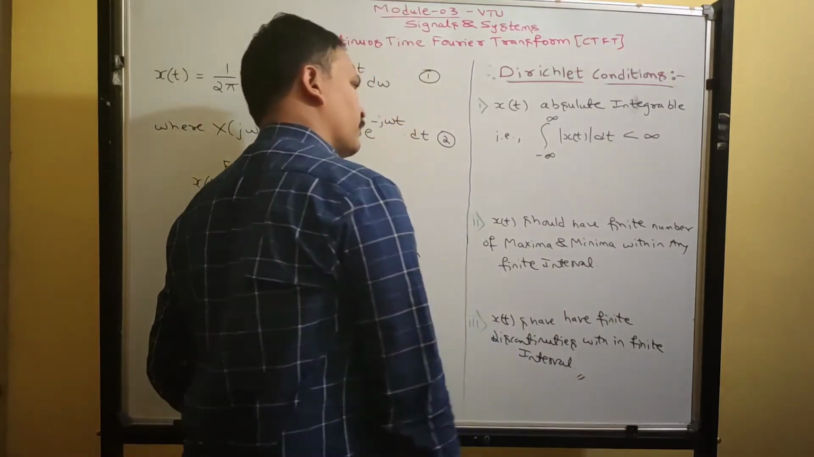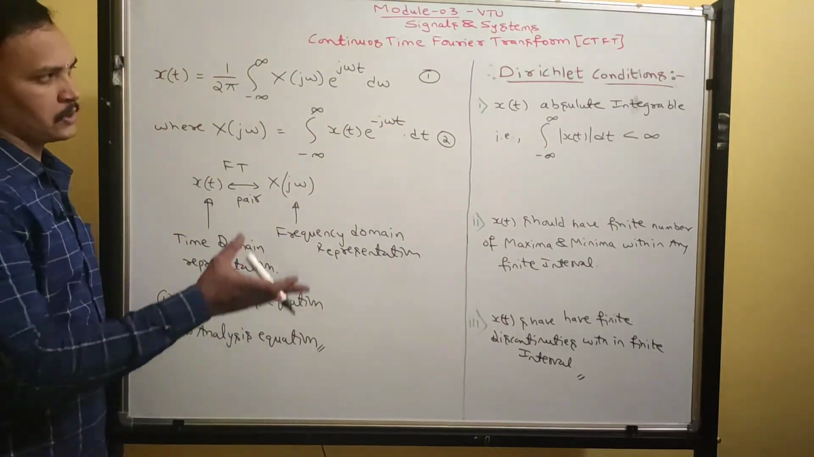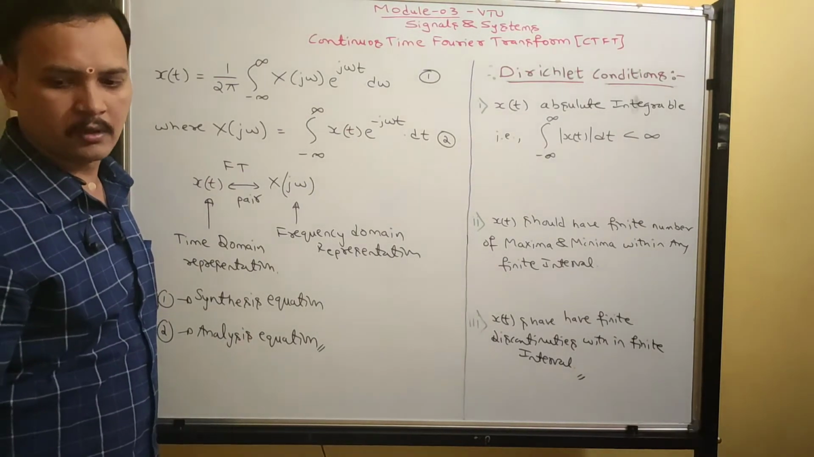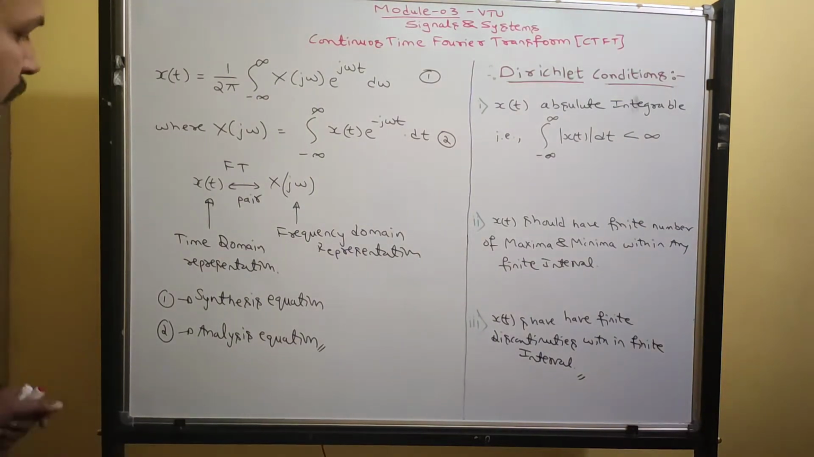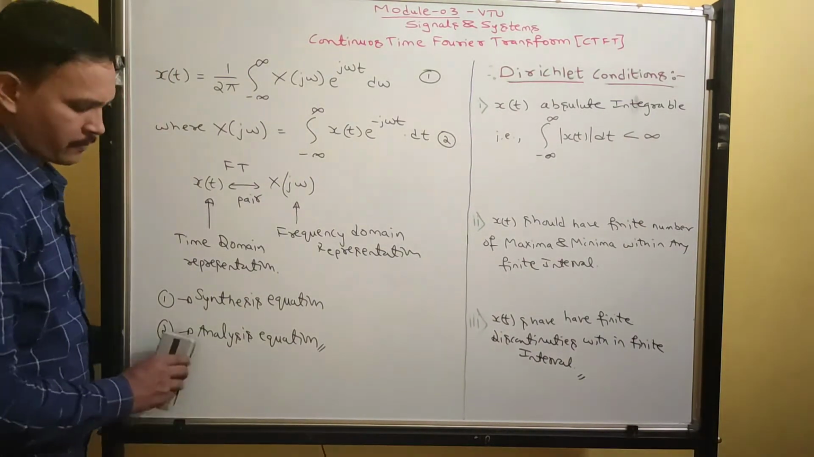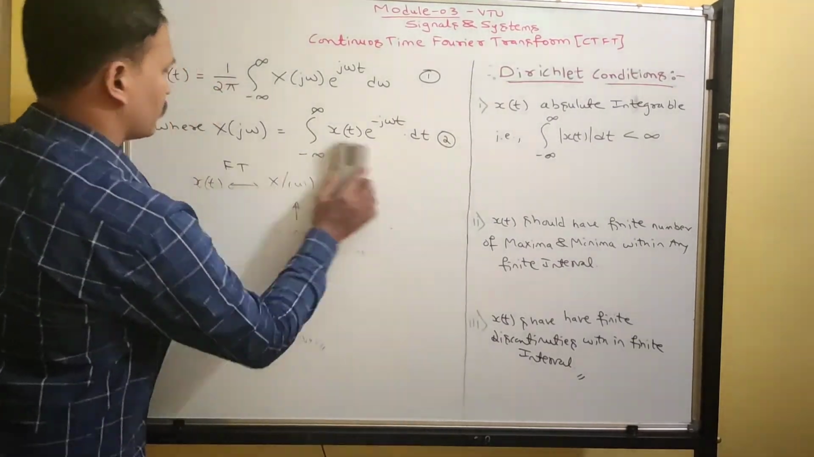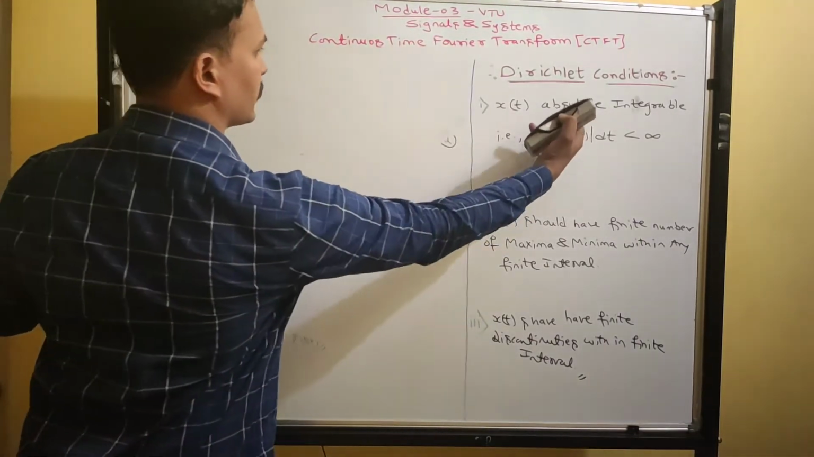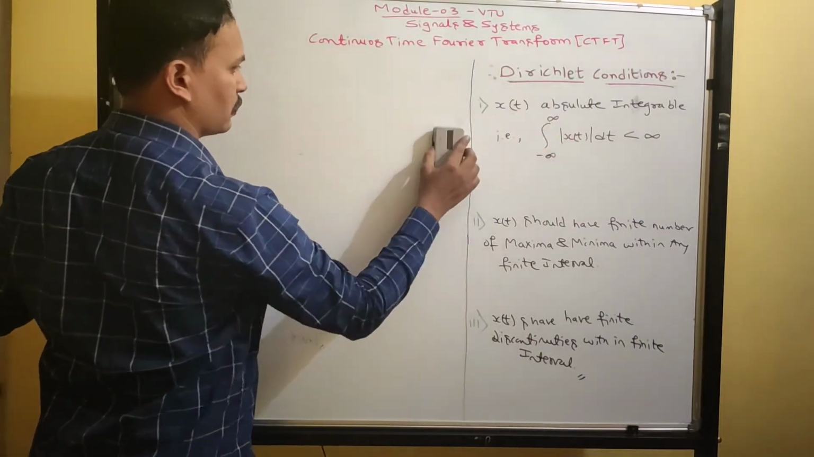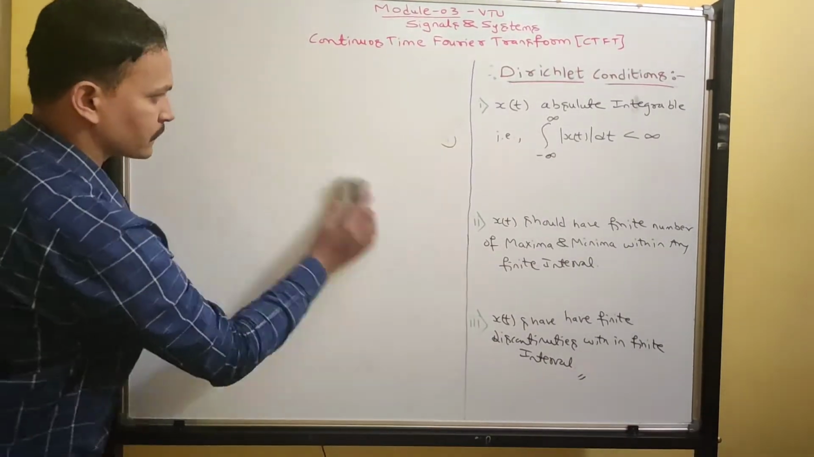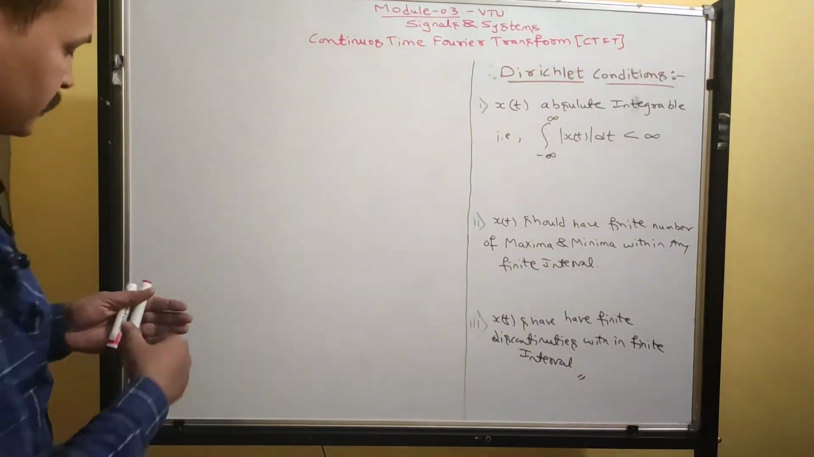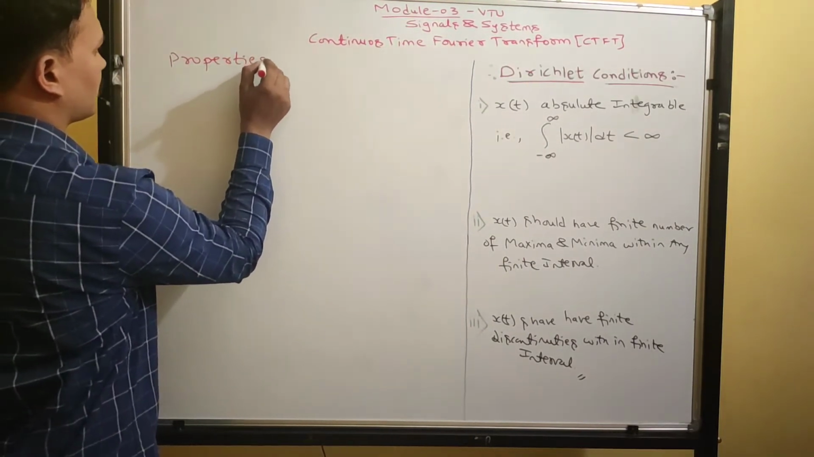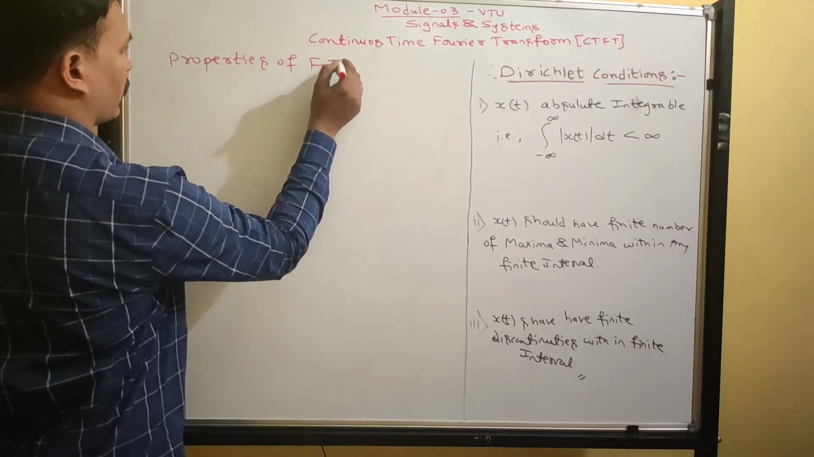So with this basics, before doing problems on Fourier transform, we must know in detail the properties of the Fourier transform. Pause the video and copy down. Now we can move to the properties of Fourier transform. Guys, please write the spelling: absolutely integrable, x of t is absolutely integrable. Next is properties of Fourier transform. Very important.